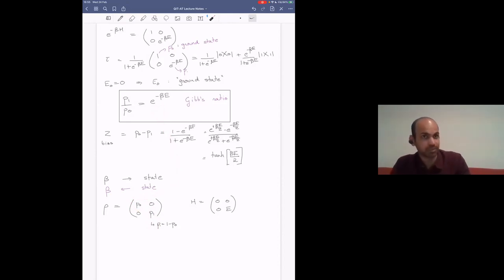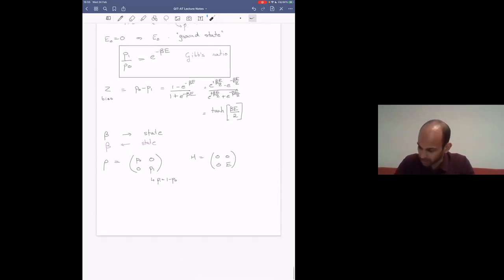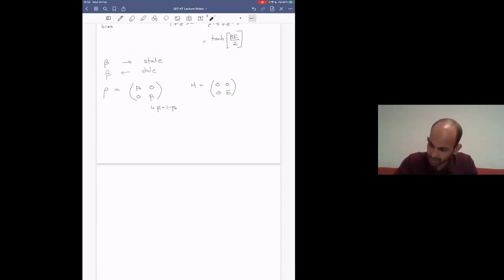If I have a qutrit, for example, this is not a guarantee that I can find a single beta that will suffice to match all of the ratios. However, because every qubit can be associated with a temperature, we are going to use that effectively to define a virtual qubit. So what a virtual qubit is, is a subspace within a larger system.